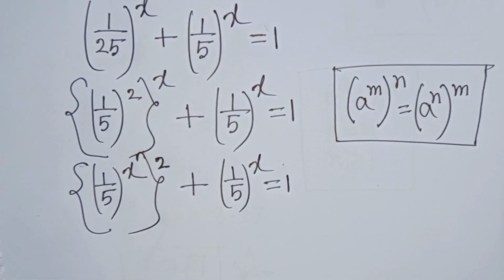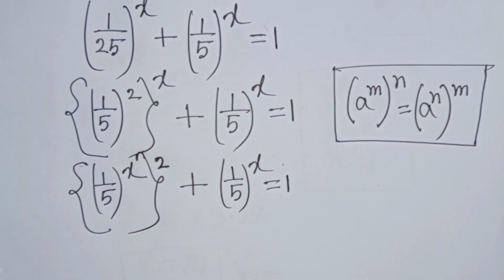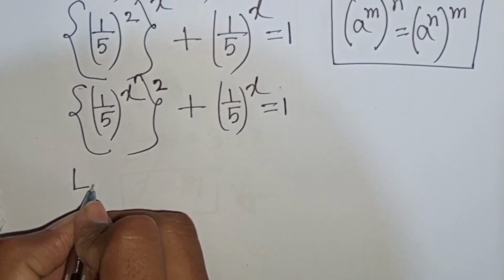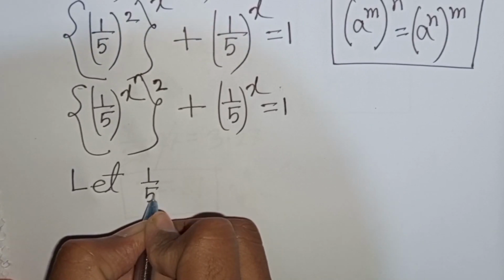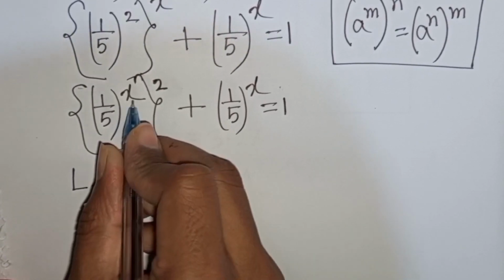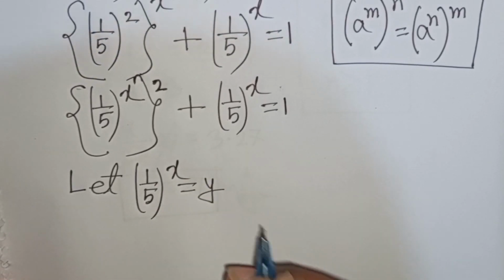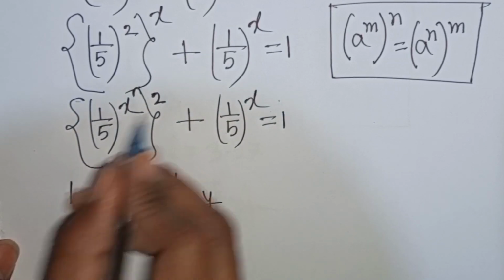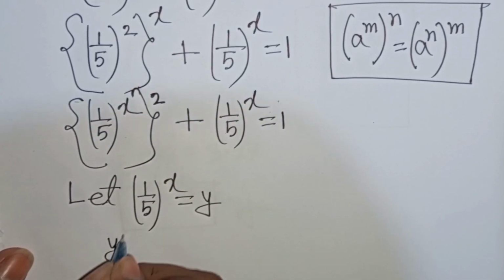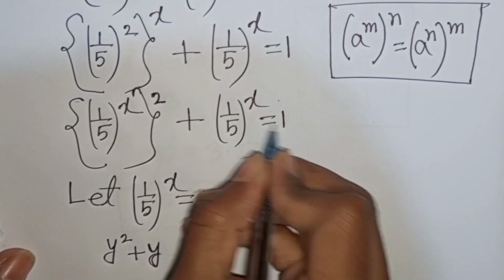Now we see 1 by 5 bracket power x and 1 by 5 bracket power x, both terms are the same. So let 1 by 5 bracket power x be substituted by y. So our equation will be y square plus y is equal to 1.